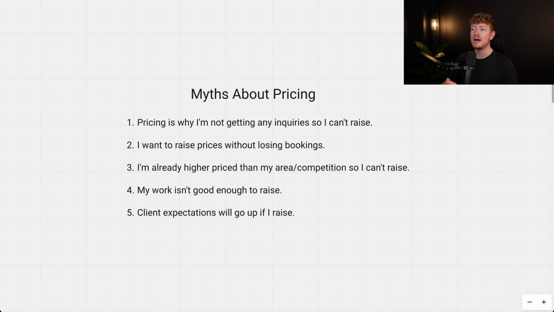So anyway, the question of "I'm already higher priced in my area, so I can't raise." In general, for 99% of you, that's not the case and you can still raise. And most of the time your competition sucks and is broke anyway, so you probably shouldn't look at them for business advice. And ask me how I know, because I work with people all over the United States. So number 4, my work isn't good enough to raise.